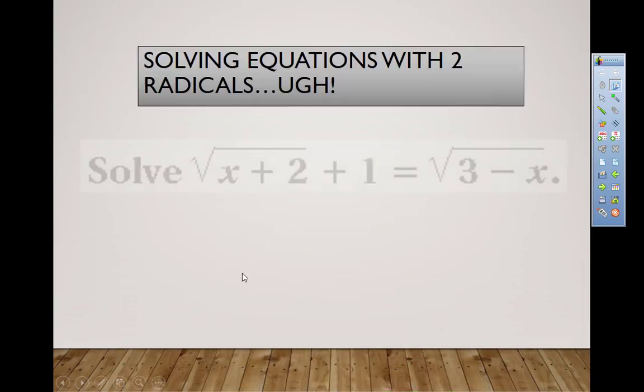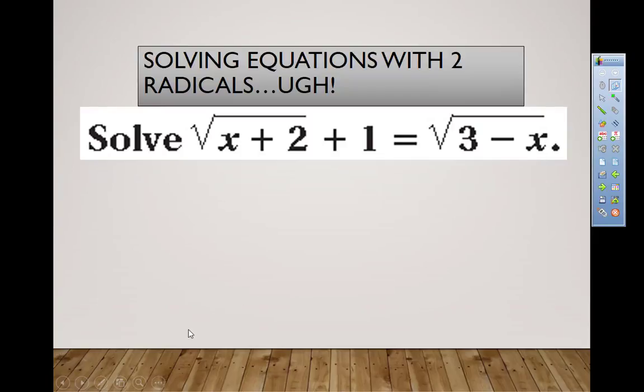Okay, so now we have the last type of equation involving radicals, which is the situation where we have two radicals. Basically what we have to do in this type of problem is square both sides and then clean things up with some algebra. Then we have to square it one more time, and after that we solve the equation. It might involve the quadratic equation at that point.